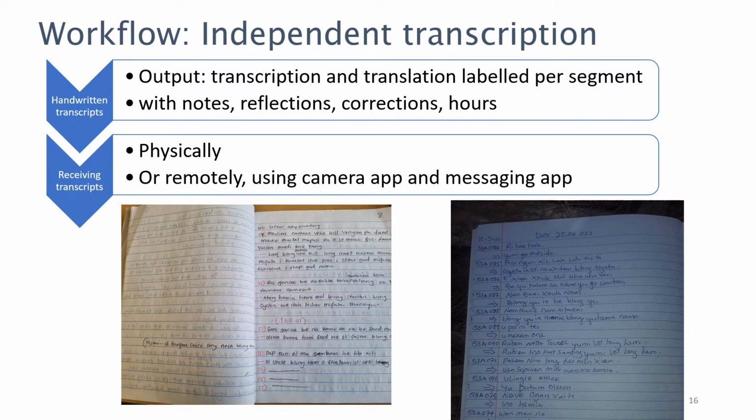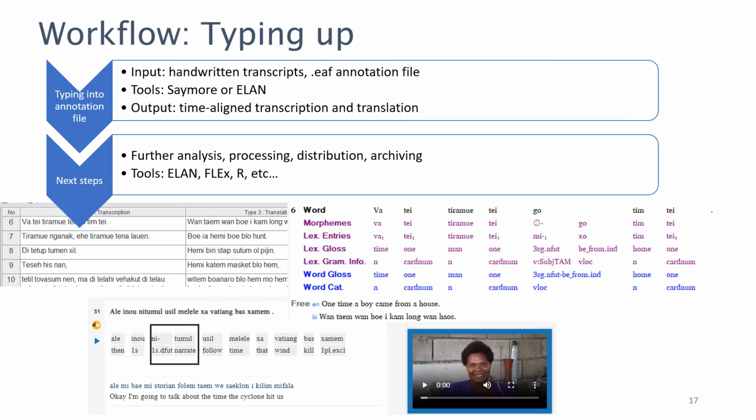You can see some examples here that have been shared remotely using a camera app and messaging app. So you can see the quality isn't always amazing, but it is pretty legible. And of course, you can just do this physically if you are there in person. And you can see a little example of a note here where somebody's given a bit more explanation of that longos word where the Bislama translation doesn't quite get at the full meaning of that. So that kind of thing can be really, really helpful to encourage people to include.